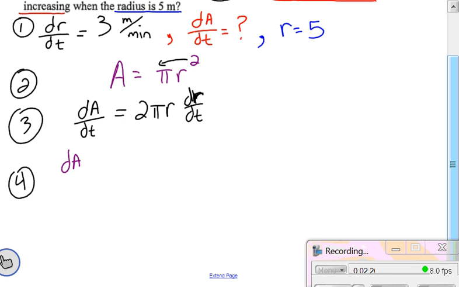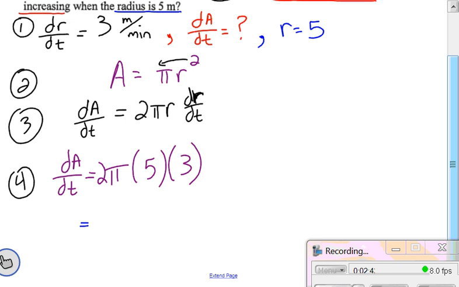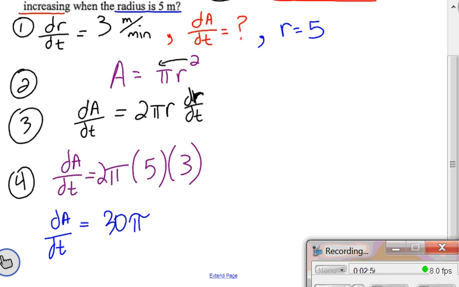dA/dt. Okay, we got pi, 2 pi, r is 5, and dr/dt is 3. And so now we can do it. 2 times 5 times 3, it's 15 times 2 is 30 pi. That's our dA/dt. And the units, because it's area, our meters became meters squared per minute. That is our dA/dt. The change in the area with respect to time is 30 pi meters squared per minute.